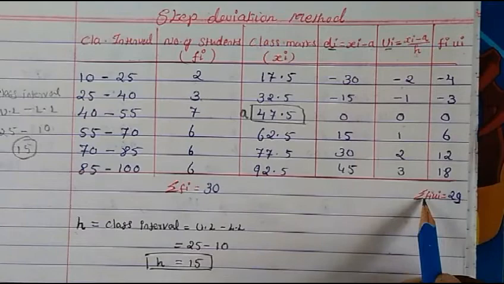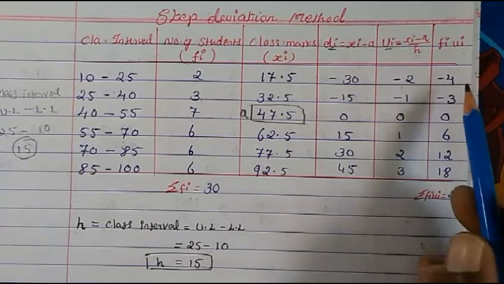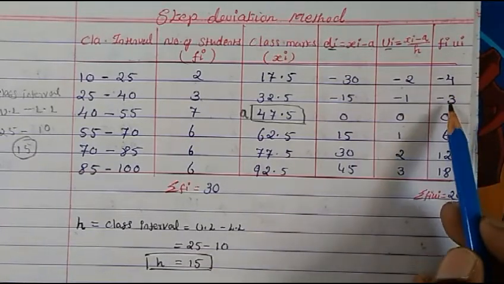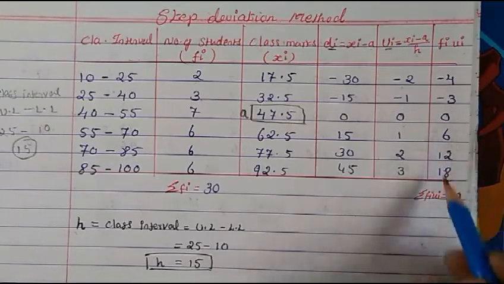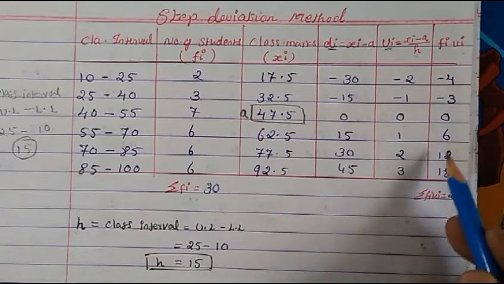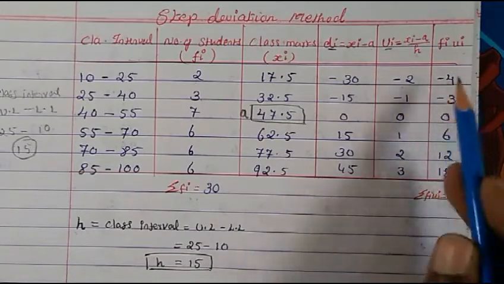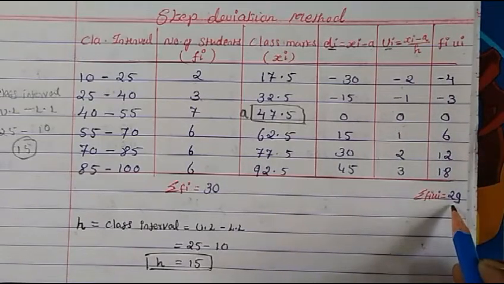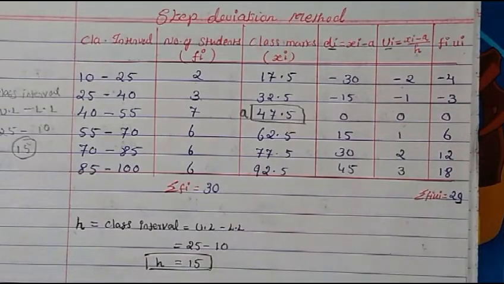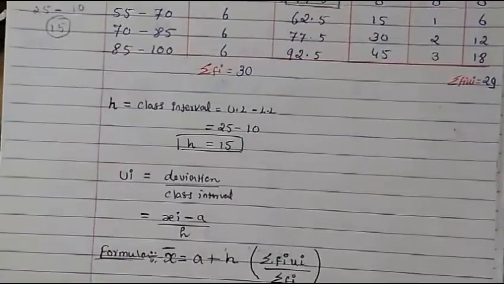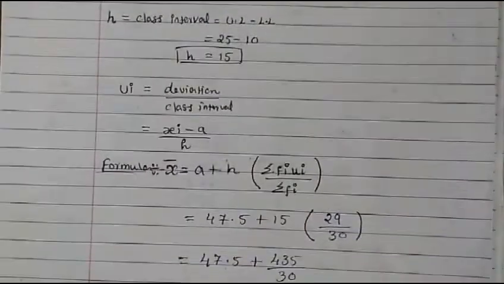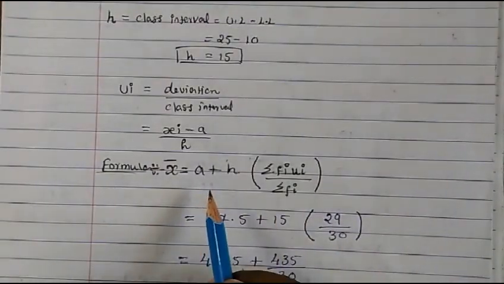Then the summation of fi ui. So now you see this will be minus 7 and this is a positive number. From the positive number total you subtract the negative number total, and you will get 29. Then the formula is also the same. This is the formula for the step deviation method.